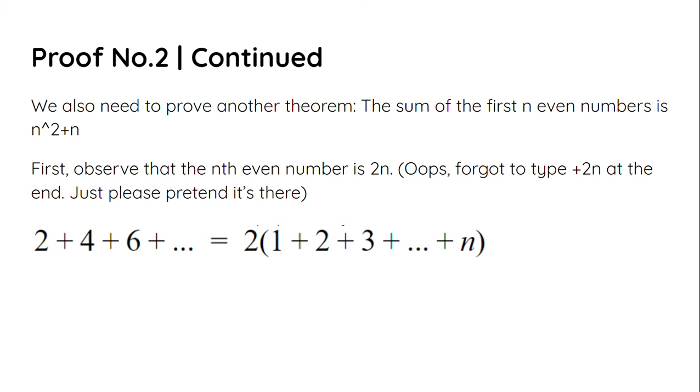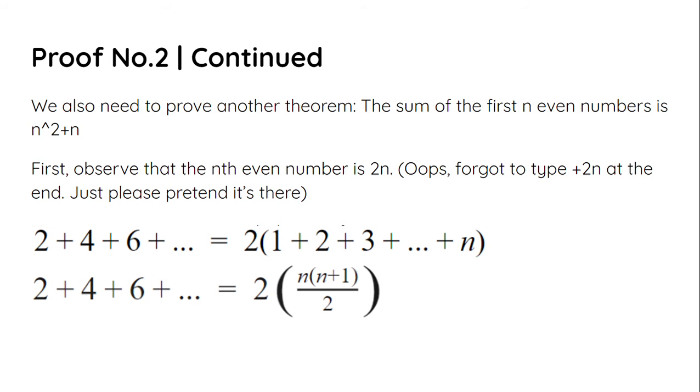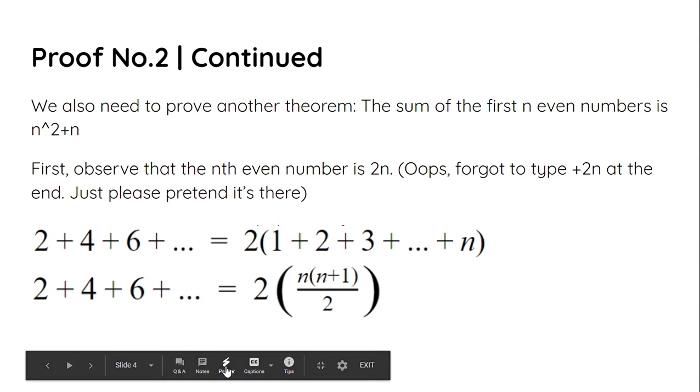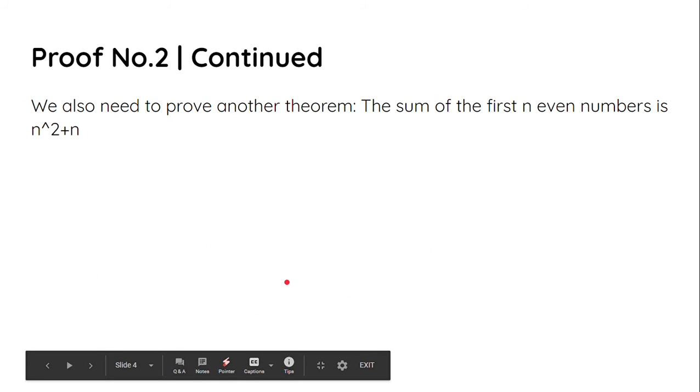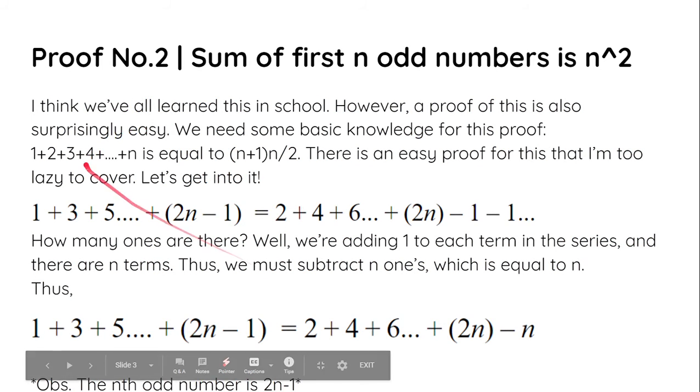So 2 plus 4 plus 6 all the way to plus 2n is equal to 2 times the sum of 1 plus 2 plus 3 plus all the way to n. We're just factoring out a 2 from every term here. So therefore 2 plus 4 plus 6 plus all the way to 2n is equal to 2 times n plus 1 over 2. We established that this thing over here is just actually equal to this right here. I think we assumed that over here. You see here.